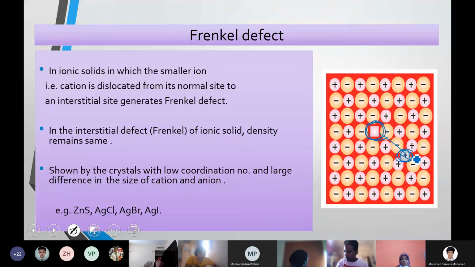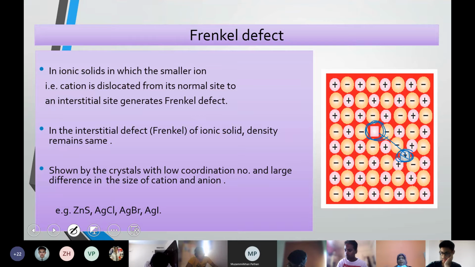So here there is nothing missing. The positive ion is there inside the crystal, but it has just moved from its original position to the interstitial site. Such a defect is called Frenkel defect. And this kind of defect is shown basically when the size of the cations is comparatively very small compared to the size of the anions, so that it can go and occupy the interstitial site.